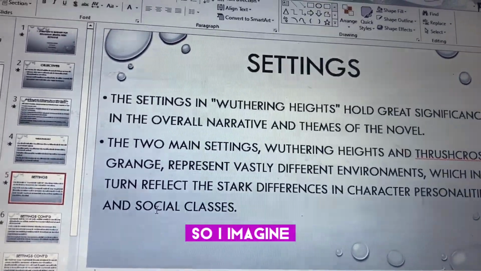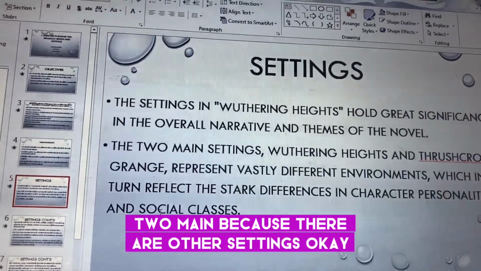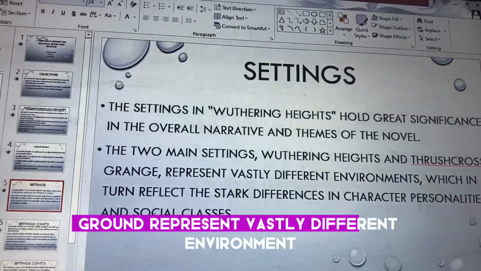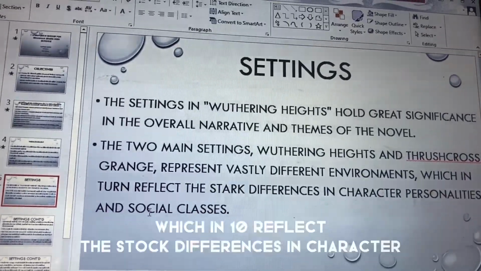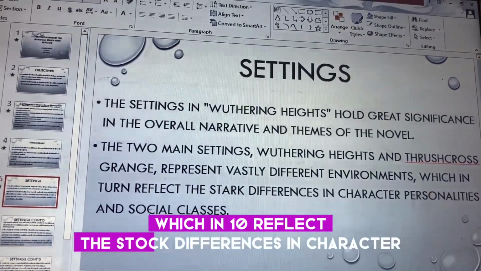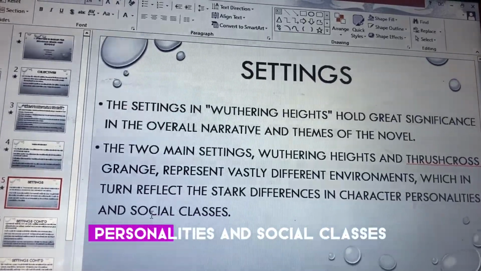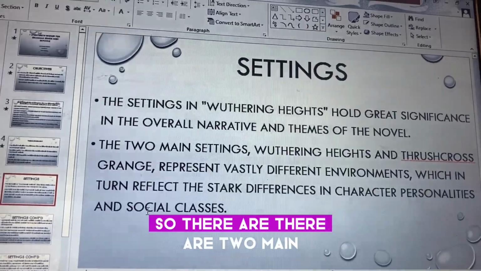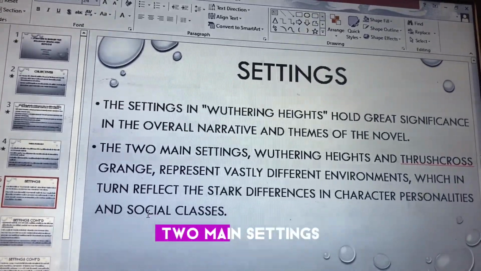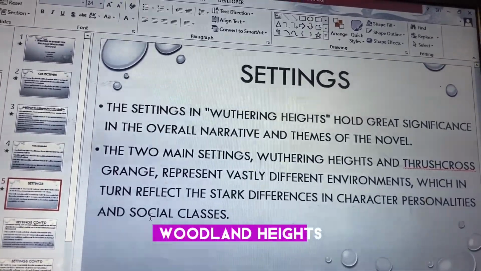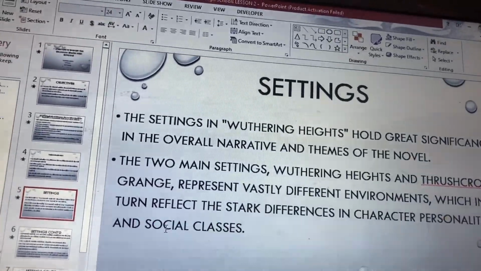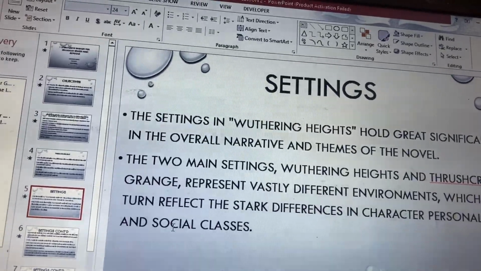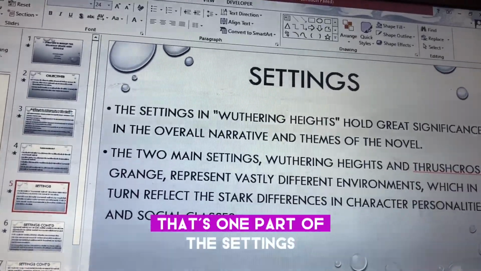I mentioned 2 main because there are other settings. The 2 main settings, Wuthering Heights and Thrushcross Grange, represent vastly different environments, which in turn reflect the stark differences in characters, personalities, and social classes. Wuthering Heights is the household where Heathcliff grew up, where Catherine grew up, where Hindley grew up. That's one part of the setting.